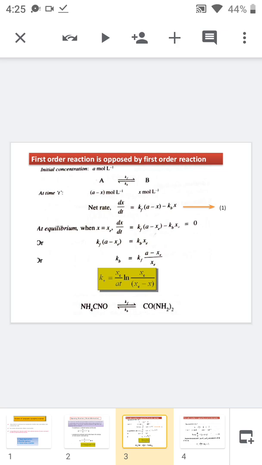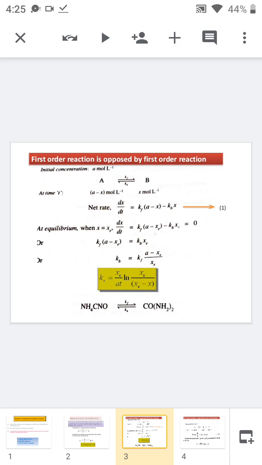So Kf into (A minus Xc) minus Kb into Xc equals 0. Then if we move the Kb term to the right hand side, Kf into (A minus Xc) equals Kb into Xc. So Kb is equal to Kf into (A minus Xc) divided by Xc. So we find out the constant Kb in terms of Kf and Xc.